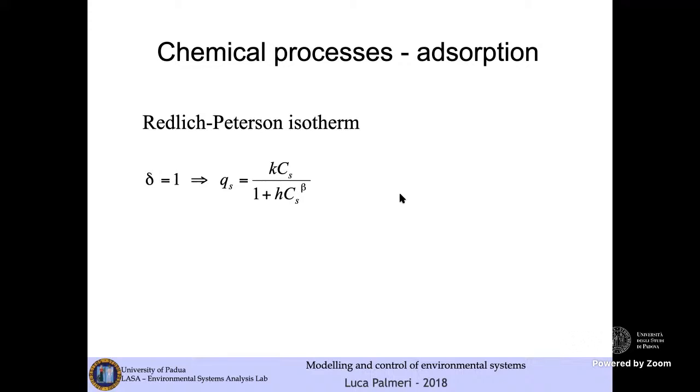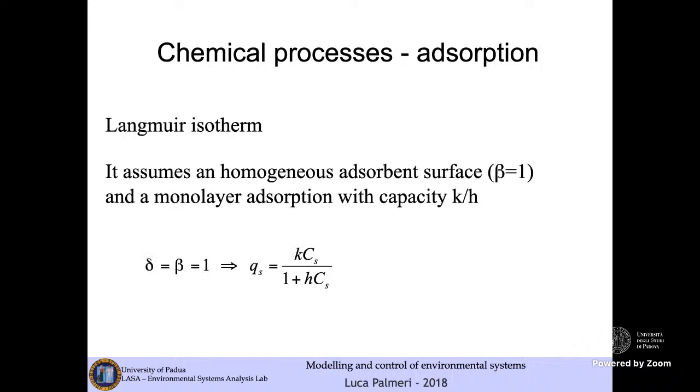The concentration in the solid phase is equal to an equilibrium constant K times the concentration in the liquid phase divided by 1 plus H times the concentration in the liquid phase elevated to a power beta. And this is the Redlich-Peterson isotherm.